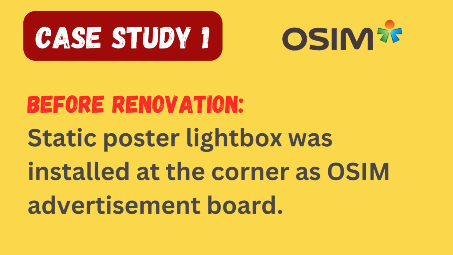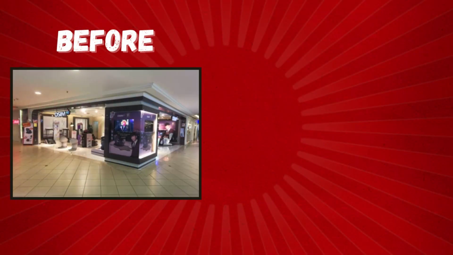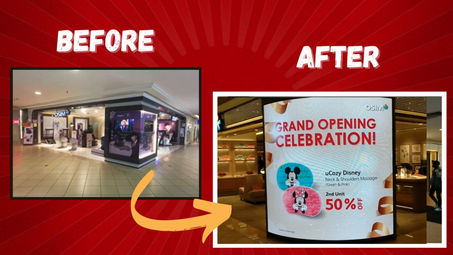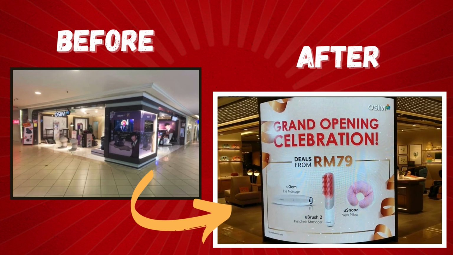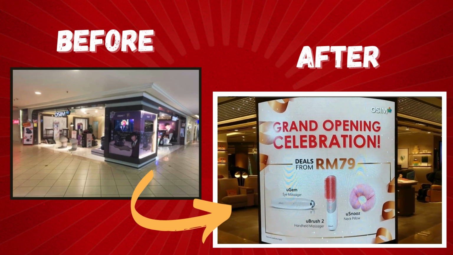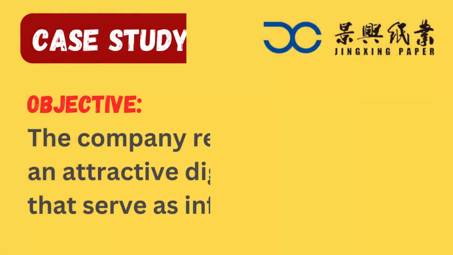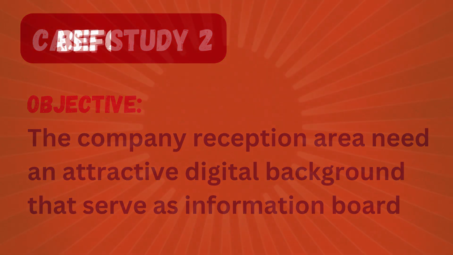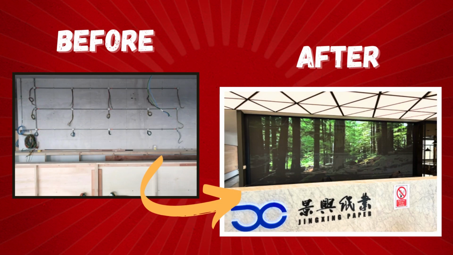First case study is OSIM retail outlet at Mid Valley. Before renovation, the corner consists of a printed poster. The new design involves a curved LED display that is so attention-grabbing. You can see the big difference it makes to the overall branding and interior ambience. The second project is Jingxing Paper Mill Reception Area. We install LEDs that serve as a digital backdrop for various functions and information board for internal communications.